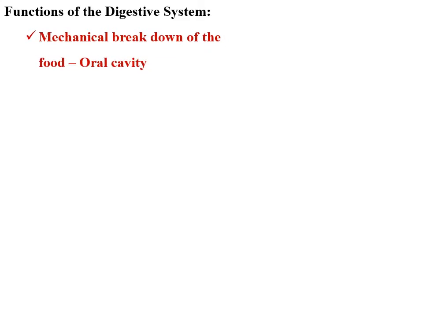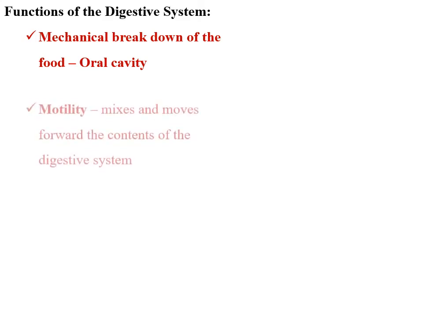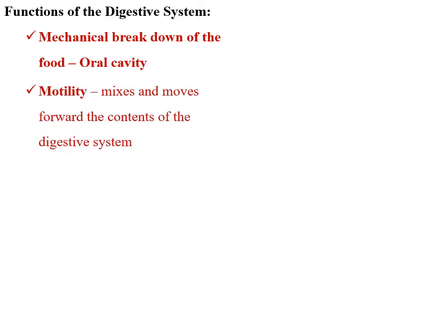Mechanical breakdown of food in the oral cavity. When we consume food, it is broken down into several smaller fragments by the grinding action of the teeth. The second action is motility, which involves the mixing and movement of the food contents in the forward direction in the digestive system. There will be several secretions from the digestive glands, such as enzymes, hydrochloric acid, and various digestive juices added into the foodstuff.